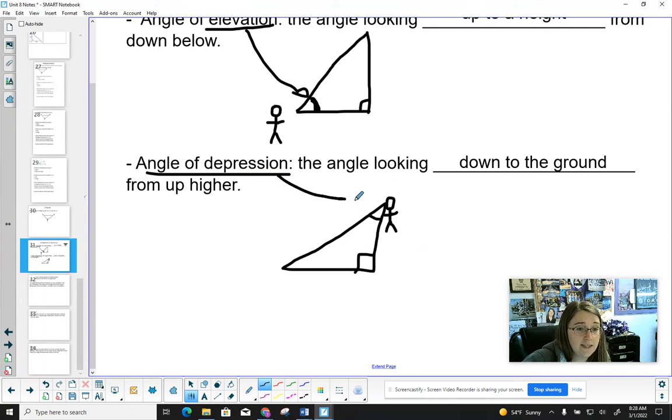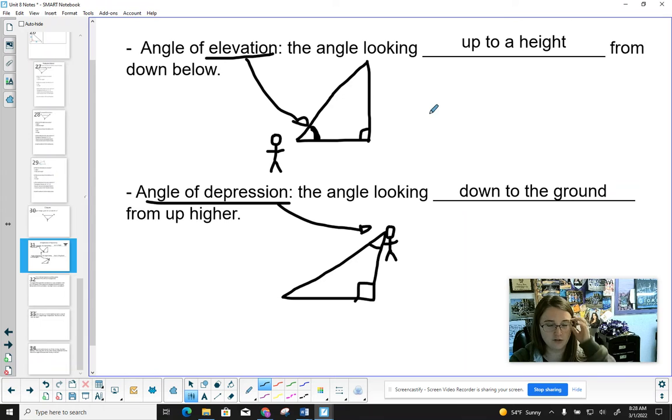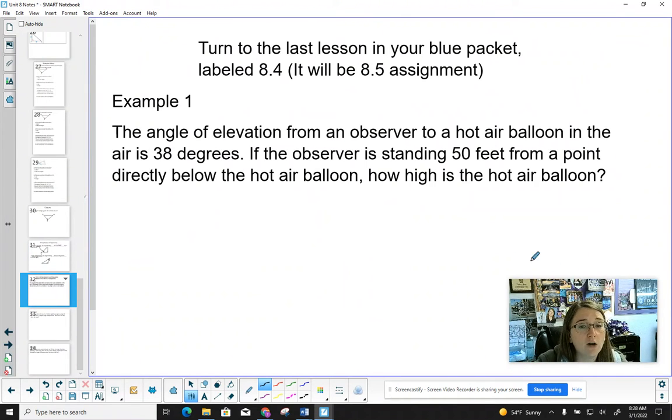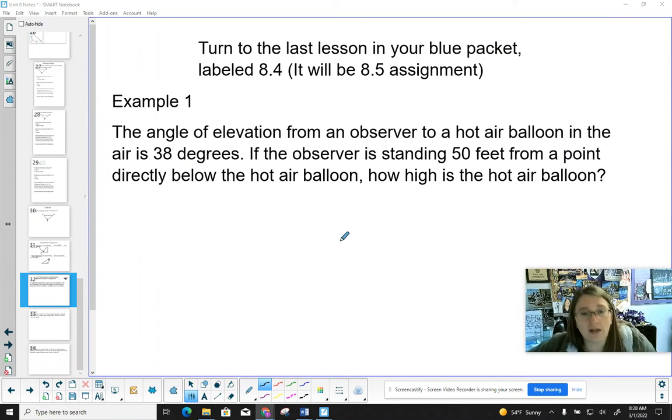So once more, do not get these confused. Depression looks downward from somewhere up high. Elevation looks upward from the ground. So just be careful. It's not what you think it is. Elevation, look up. Depression, look down. So all we're going to do, 1, 2, 3, we're not going to solve these. We are actually just going to draw the picture. And then if you'd like to solve them, you will need to in the assignment. But I wanted to focus on just the picture drawing, because once the picture is drawn, you should know what to do.